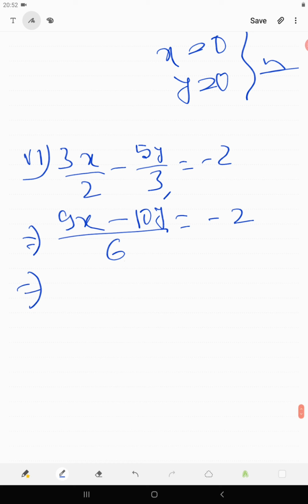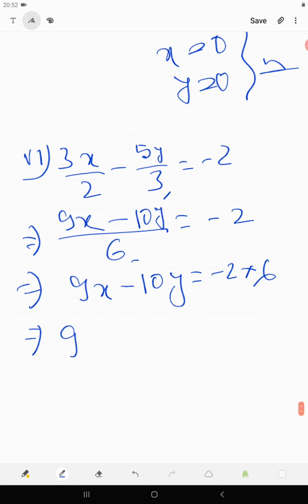So this summarizes to 9x minus 10y. Now 6 is divided on the left hand side, so if we take it towards the right hand side, it will be multiplied. Okay, so the first equation we got is 9x minus 10y equals minus 12. This is our equation 1.